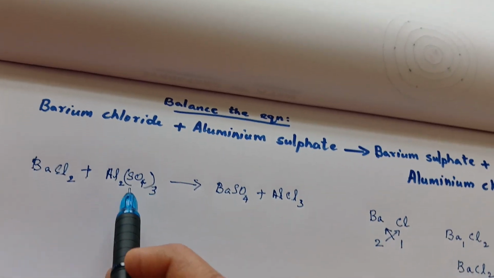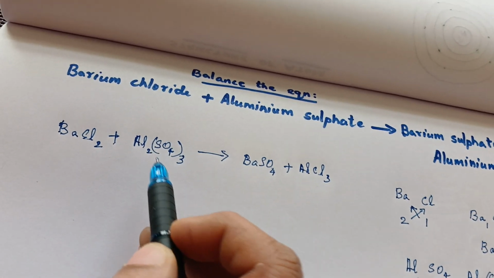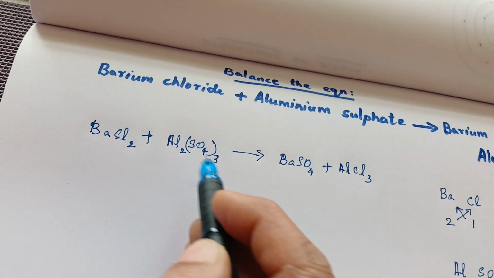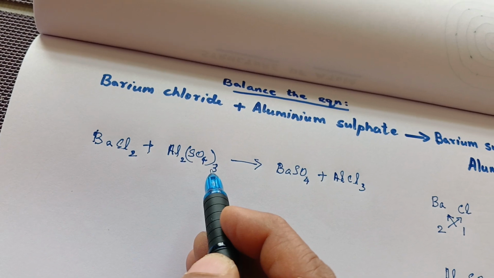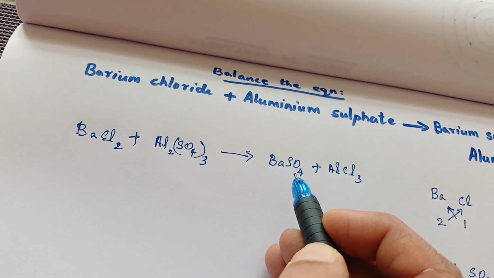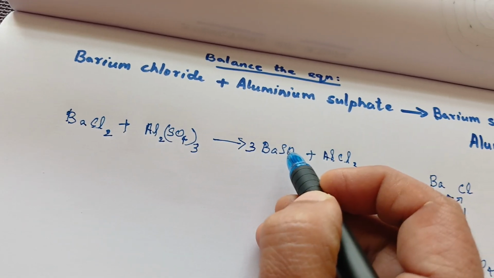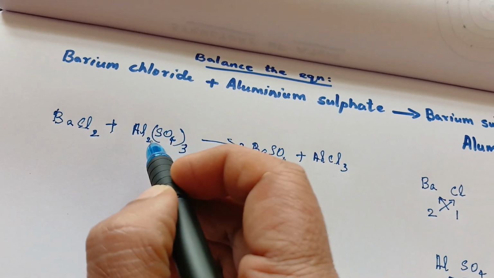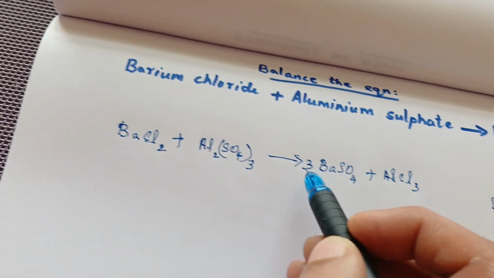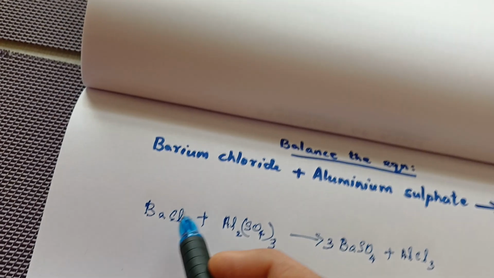So let us take Al2(SO4)3, that is having the maximum number of atoms in it. Now there are 3 sulfate ions here and we have only 1 sulfate ion here, polyatomic ion, sulfate 1. So we will put a 3 here so that sulfate will become 3. Now we have only 1 barium here, whereas here we have 3 barium atoms. So let us put a 3 here.